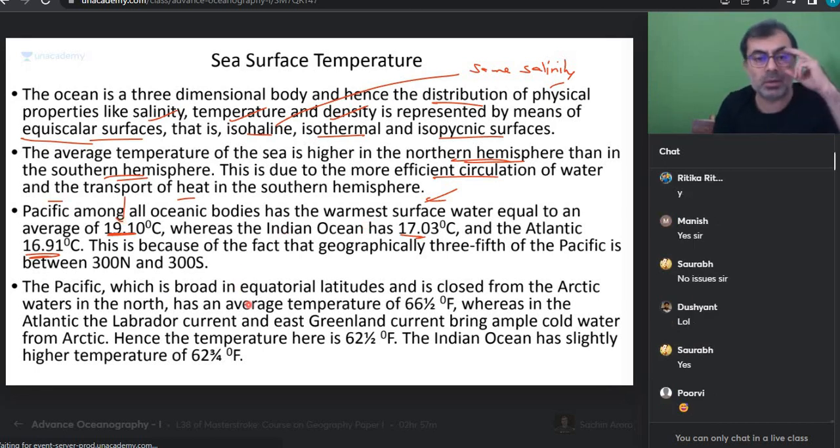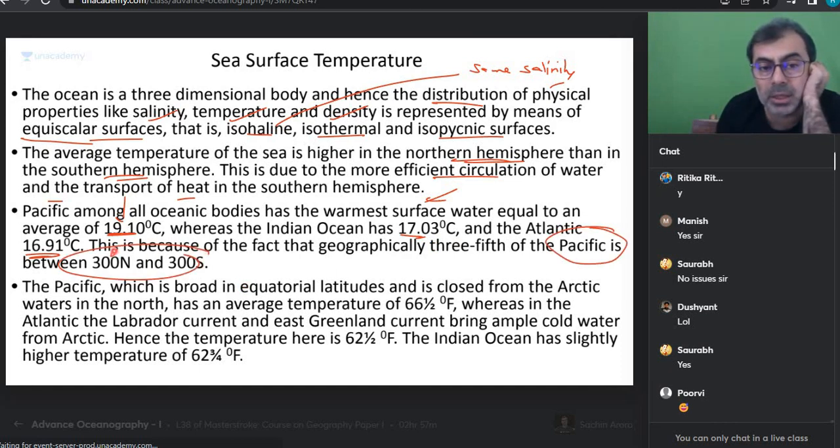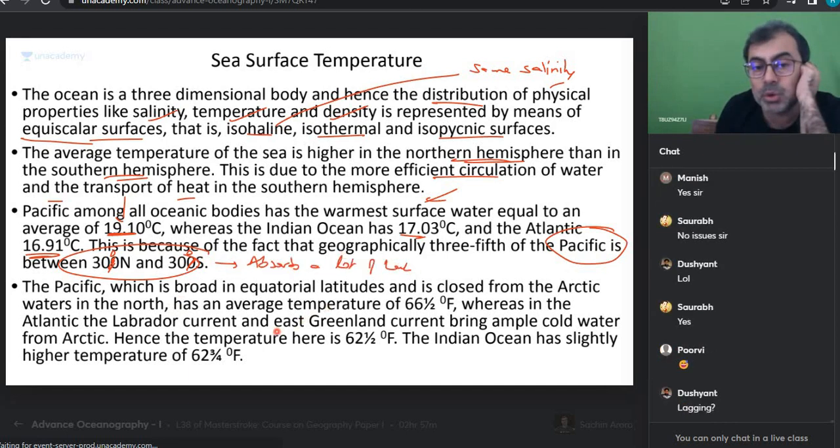Why is this? So this is because geographically 3/5 of Pacific is between 30 degrees north and 30 degrees south. Pacific एक बहुत बड़ा part is tropical. So what is happening here? It absorbs a lot of heat. So this is what we are talking about. And currents can make a difference.